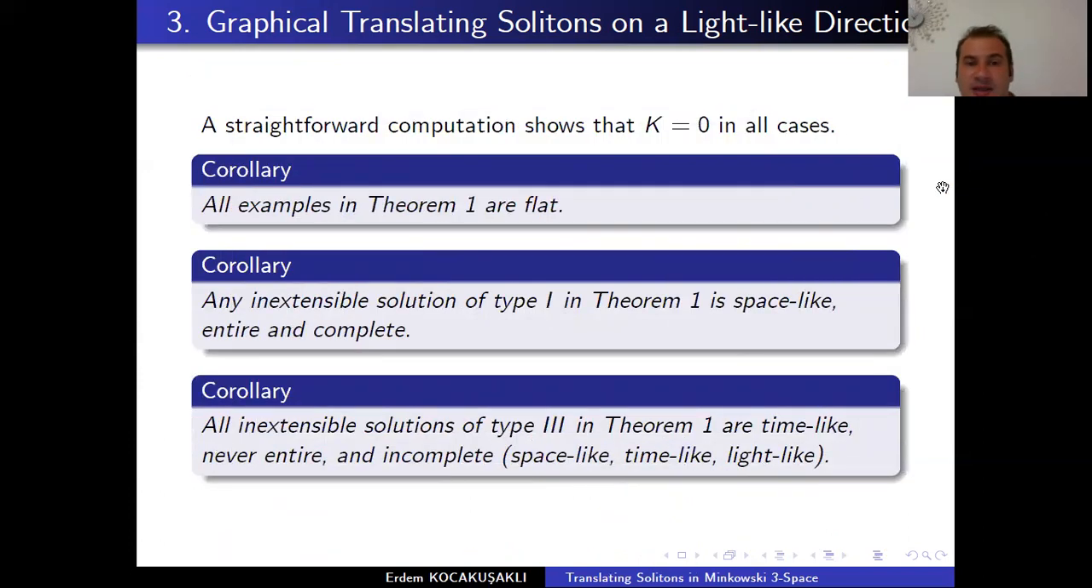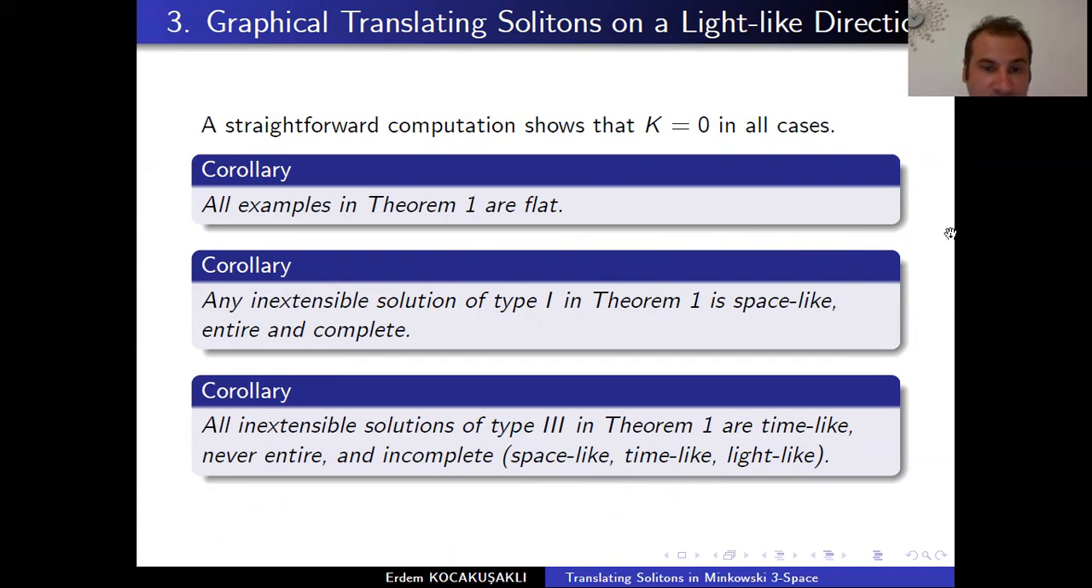All examples in Theorem 1 are flat because their Gauss curvature equals 0 in all cases. And now we can give some corollaries about the completeness and entireness of our solutions.